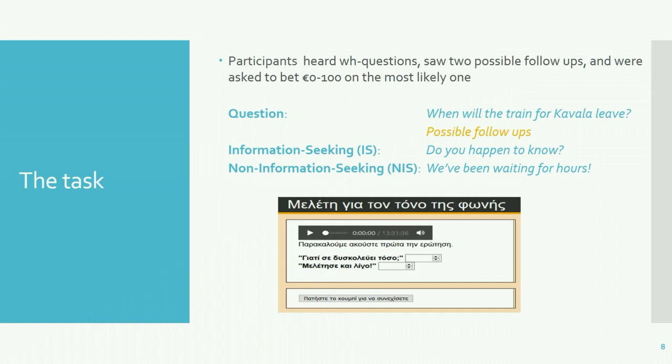It will look something like, do you happen to know? And the other one would be an indication of non-information seeking interpretation, and it would be, we have been waiting for hours. We also show you on the slide what our participants actually saw. Let me now tell you a bit about the stimuli that we used.